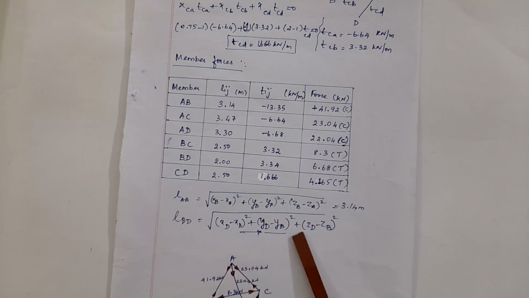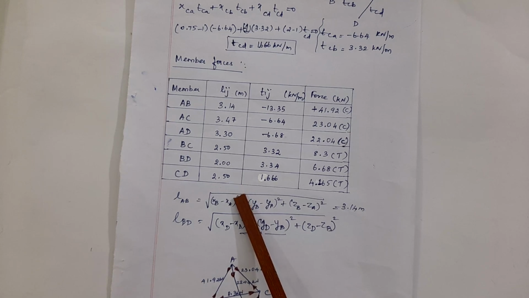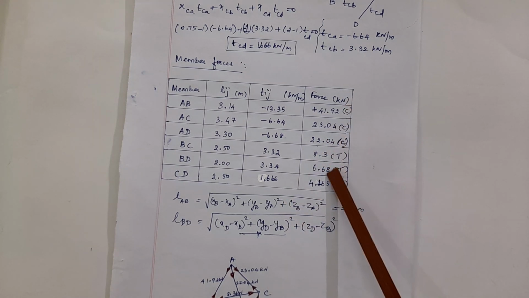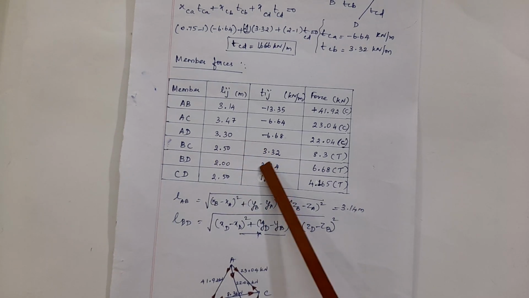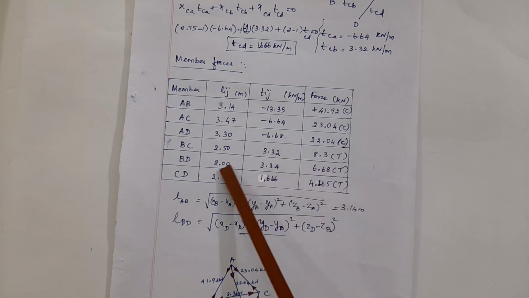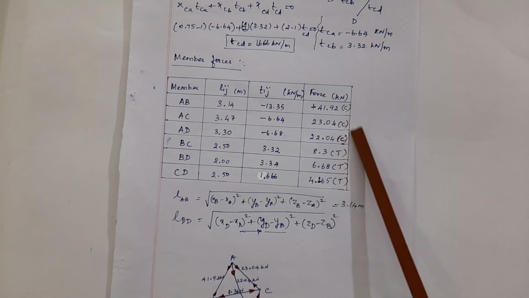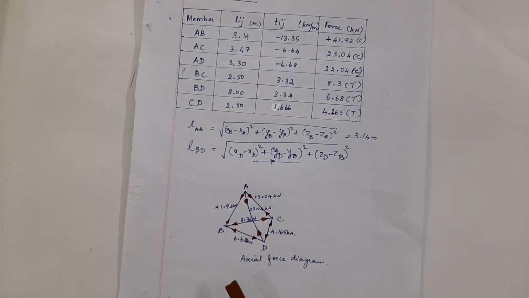Like this, I can find for BD and so on. So I can find out and write it directly, Lij. Tij is the tension coefficient we have determined in the previous step. Next, force can be determined as the product of length and tension coefficient. If the answer is a negative value, then it is a compressive force. If the value is positive, then it is a tensile force. So numerical calculations are represented in the form of a pictorial representation called an axial force diagram.